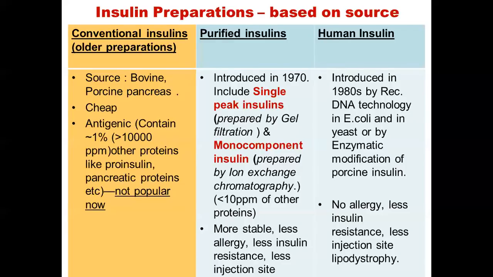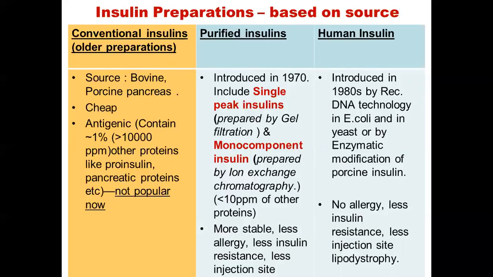And why are they antigenic? This is because they contain more than 1%, that is more than 10,000 parts per million, of other antigenic proteins like proinsulin, pancreatic proteins, etc. These can cause allergic manifestations or hypersensitivity reactions in the patients. Because of this reason they are not very popularly used in developed countries. Though in India, because they are cheap, we are still resorting to such insulins, in developed countries this is more or less outdated.